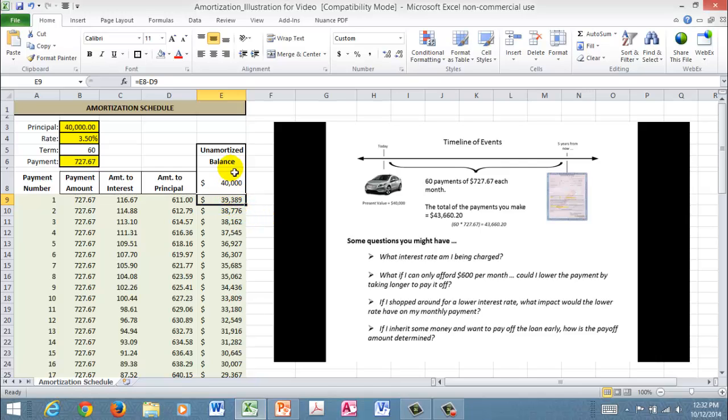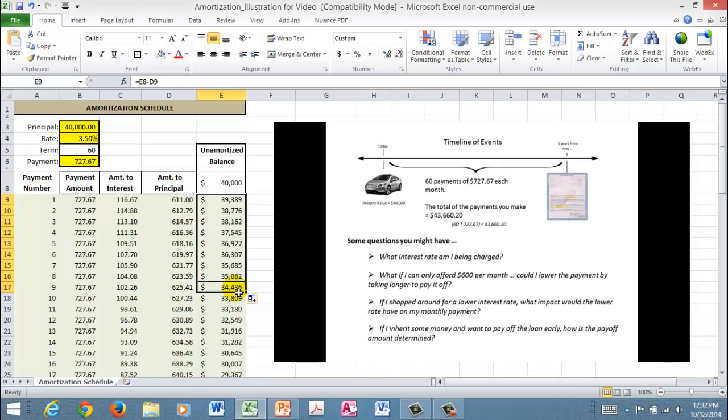And look what I did. I simply took the prior unamortized balance and then subtracted the amount that's going toward the principal, this D9, this $611. This 611 was simply the difference between what I paid and my interest. So if I take the 727 minus the 116, I get my 611, and I brought down, I amortized that prior balance. Now look what happened in Excel. I just simply copied these formulas, okay?